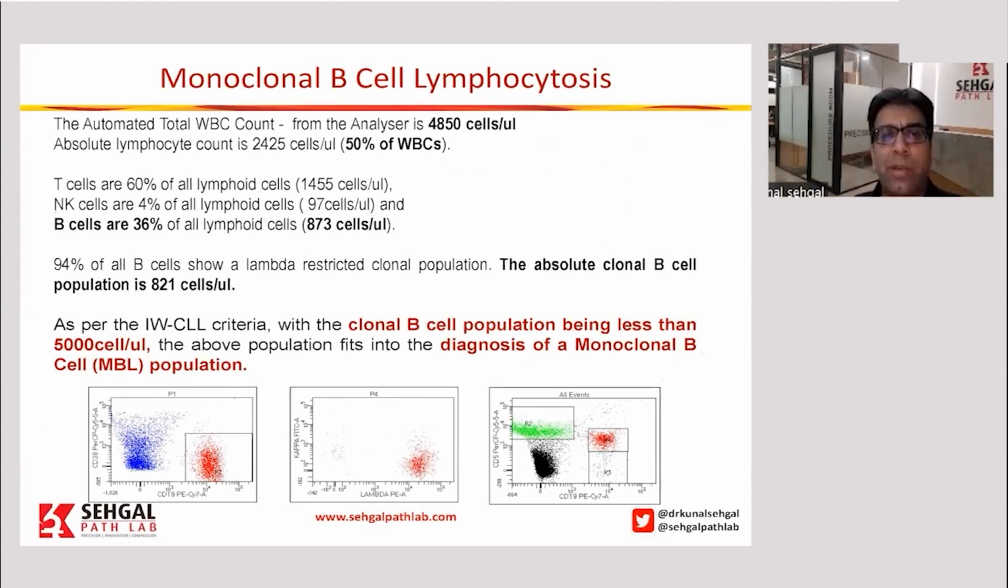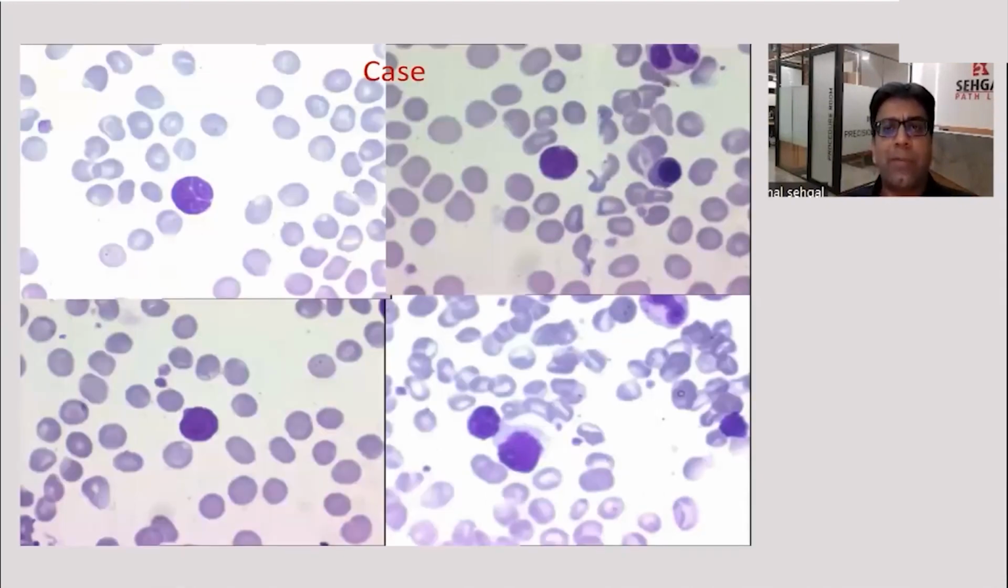By the definition of IWCLL, CLL can be diagnosed only when the clonal B cell population is above 5,000. And as you see in this case, it was less than 1,000, at 873, which means this falls into the category of monoclonal B cell lymphocytosis. Other criteria for MBL are absence of lymph nodes, organomegaly, absence of previously diagnosed disease, no history of treatment, and so on. So it is important to recognize MBL and that it is different from CLL.